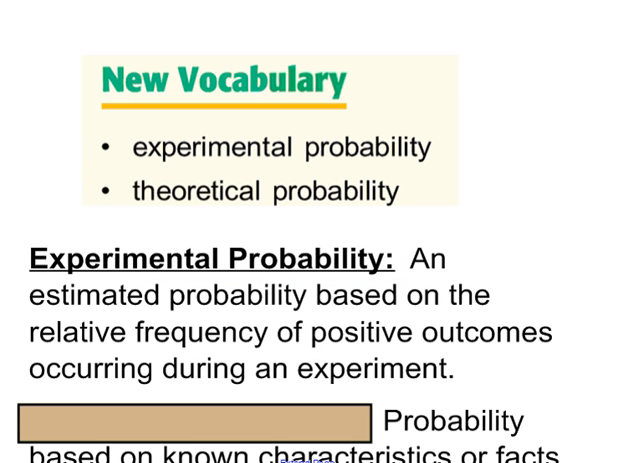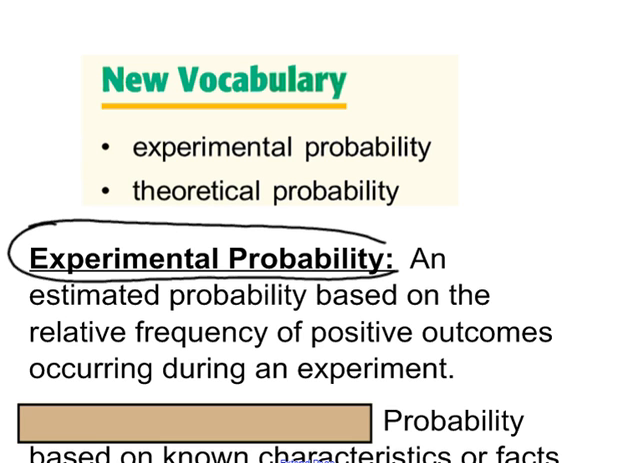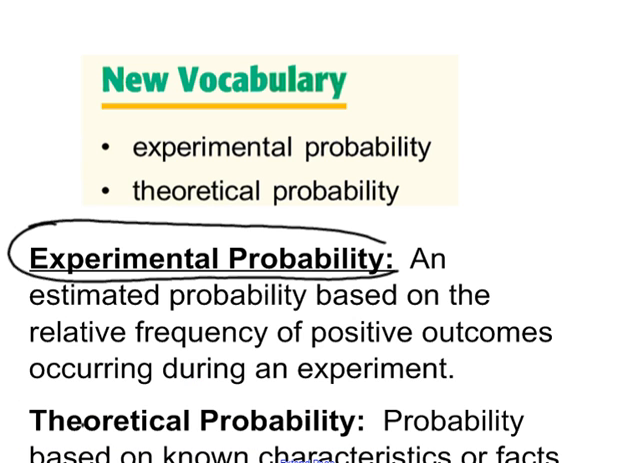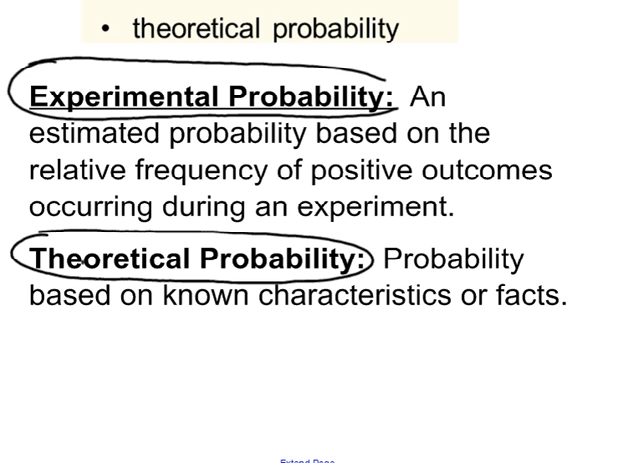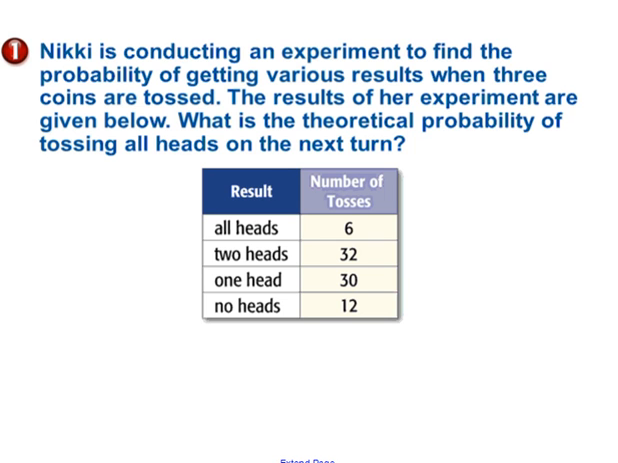An experimental probability is an estimated probability based on the relative frequency of positive outcomes occurring during an experiment. So this would be what we actually get when we do a probability experiment. And the next one here is theoretical probability, and theoretical probability is based on known characteristics or facts. So theoretical is what we would get in theory, and experimental is what we get when we actually do it. So let's jump right into one here.